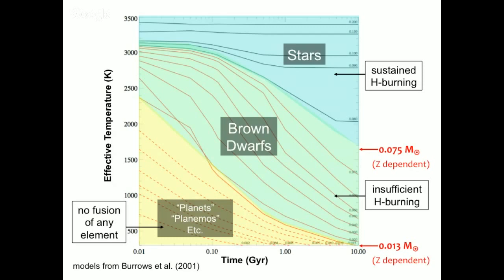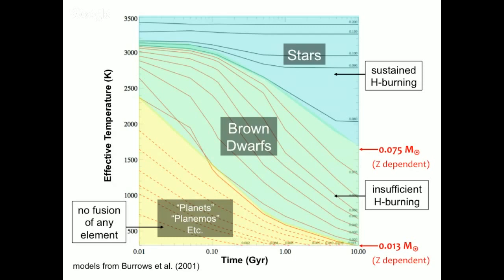They're fundamentally evolving objects. Now, depending on your funding source, you might even define another class of objects that don't fuse anything. So this is a boundary set by hydrogen fusion. This is a boundary set by deuterium fusion, which is the easiest element to fuse in these cores. If it's not fusing deuterium, it's not fusing anything. Some people will call that planets, particularly if NASA funding is involved. Right? The names aren't so important. What's important is that these are fundamentally different objects from stars because they change with time.